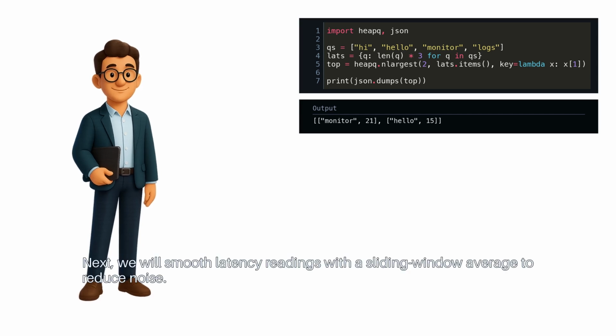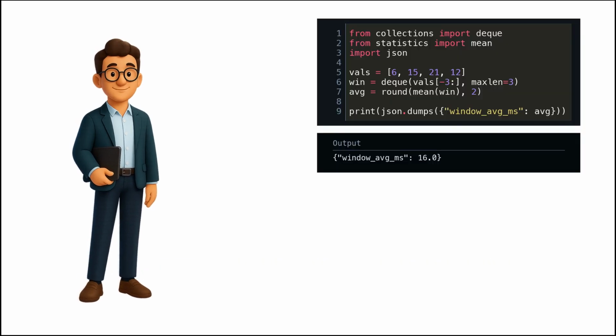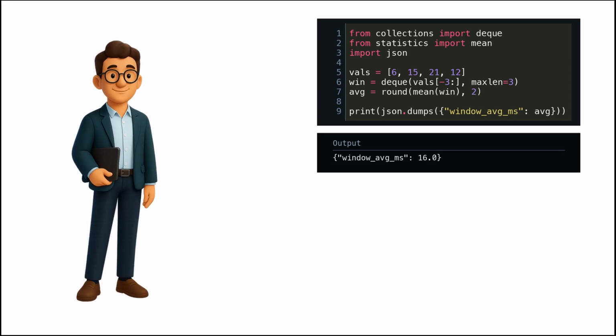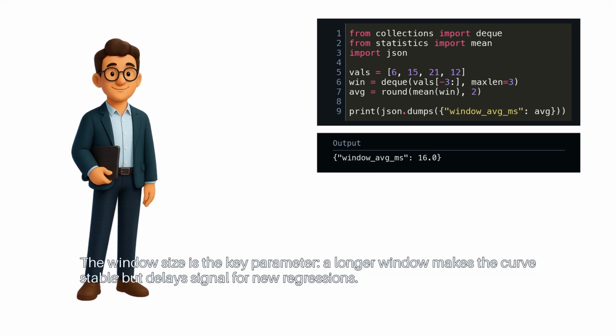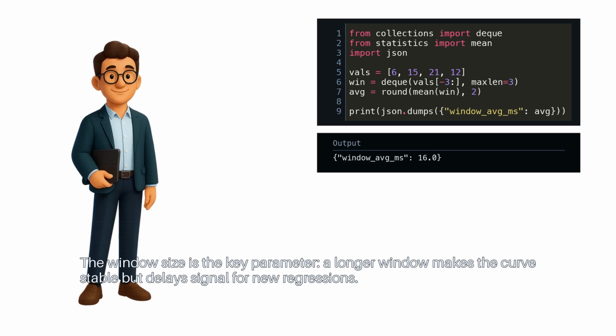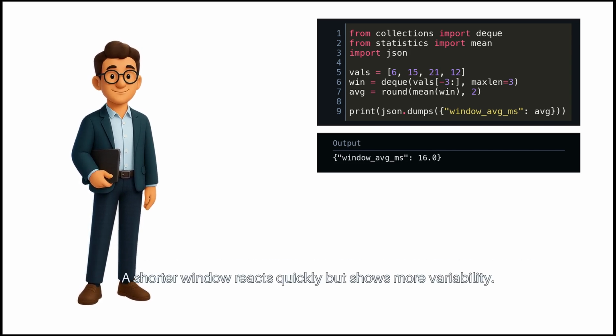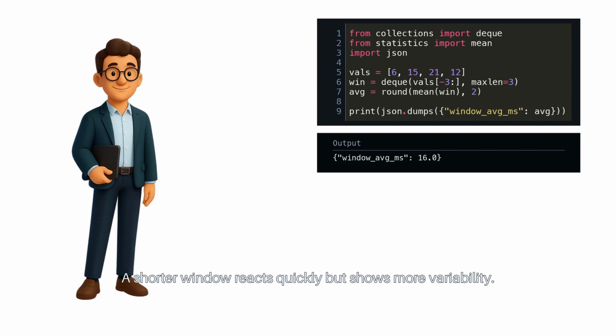Next, we will smooth latency readings with a sliding window average to reduce noise. This snippet computes a sliding window average over recent latencies to smooth spikes and show trend more clearly. The window size is the key parameter. A longer window makes the curve stable, but delays signal for new regressions. A shorter window reacts quickly but shows more variability.